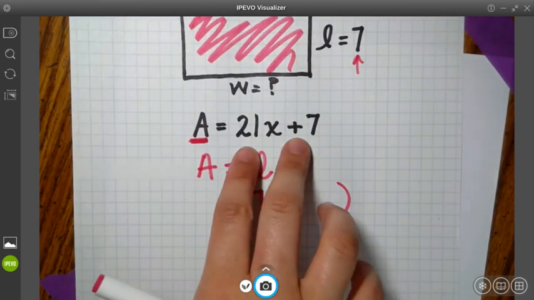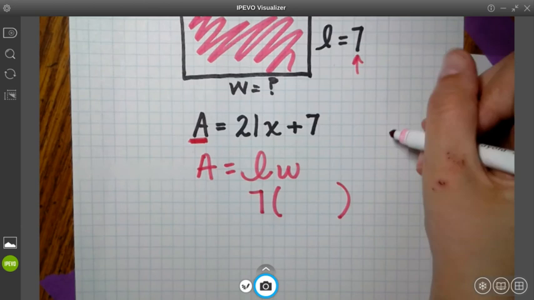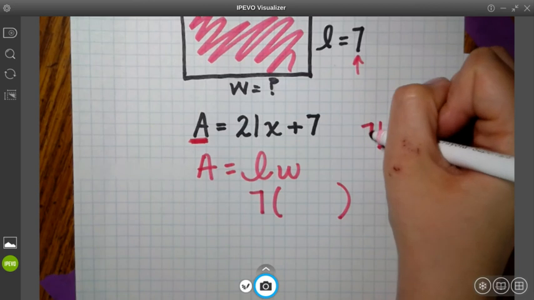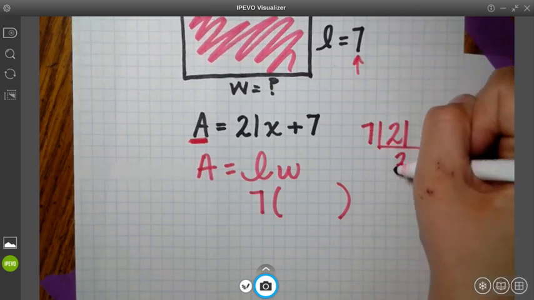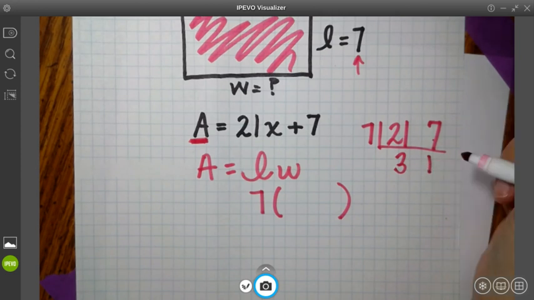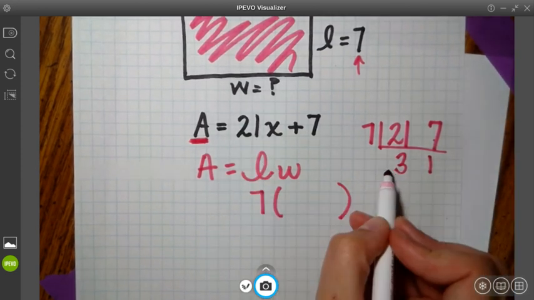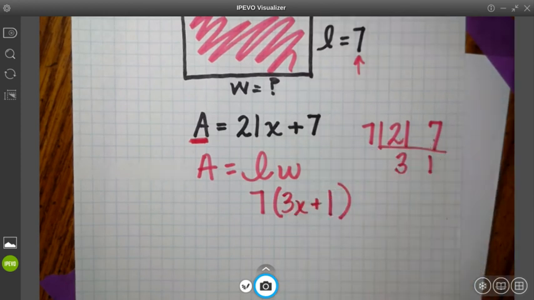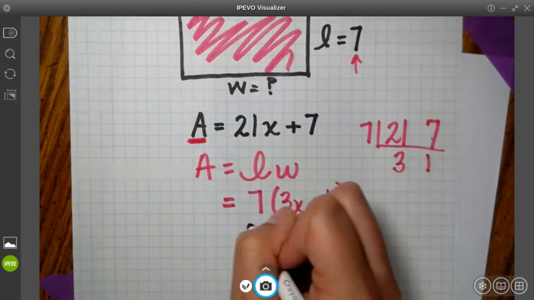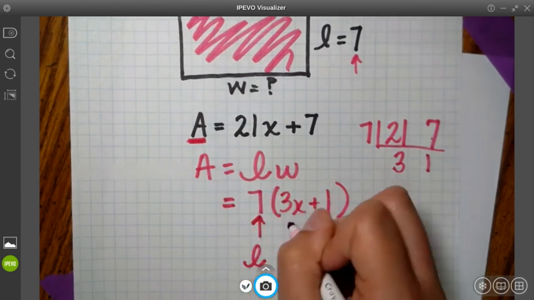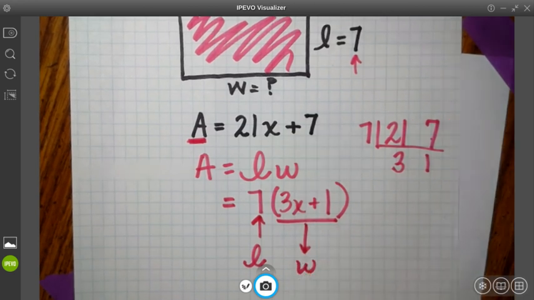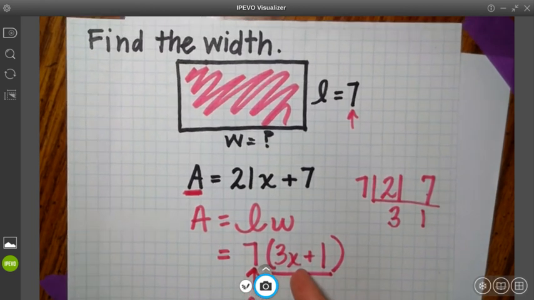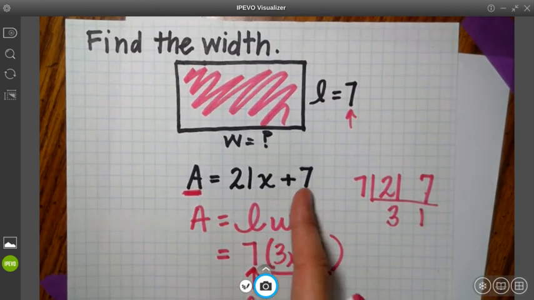7 is going to be multiplied by something that's going to give me 21x plus 7. So I'm going to factor out. If I have 21 and I have 7, they have 7 in common. 21 divided by 7 is 3. 7 divided by 7 is 1. So that means I'll have 3x plus 1. Since this is my length, this must be my width, because 7 times 3x plus 1 will give me 21x plus 7.